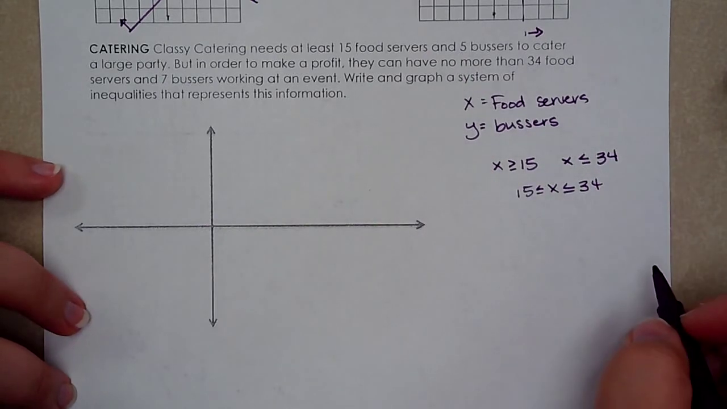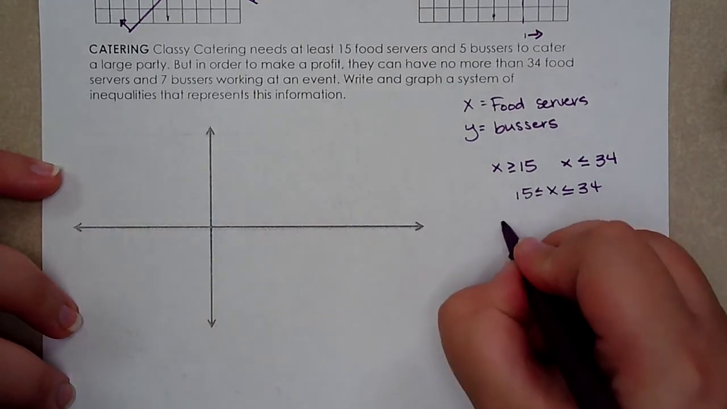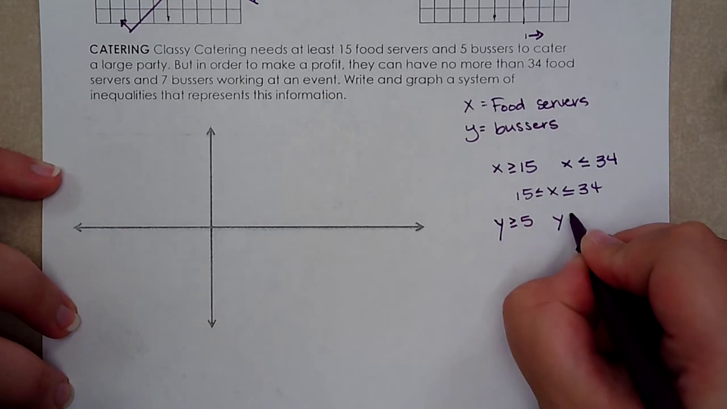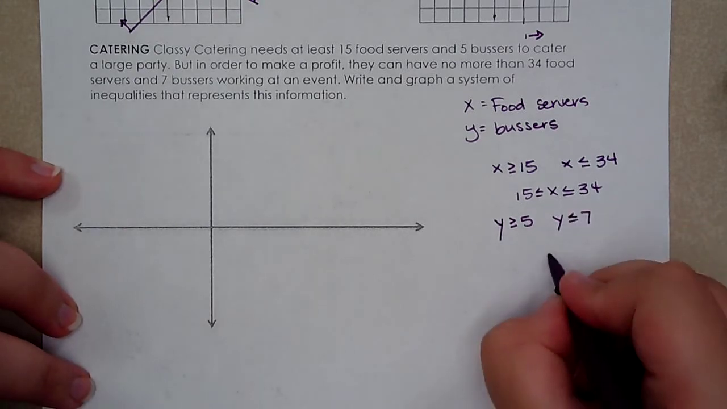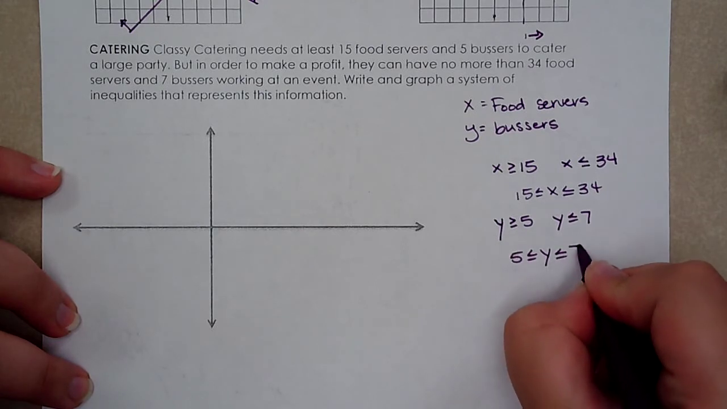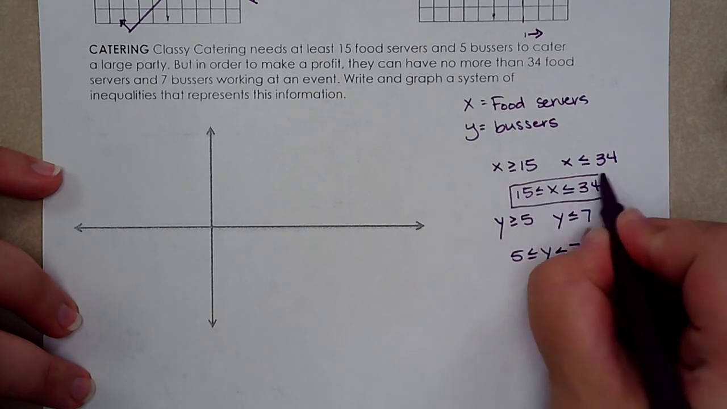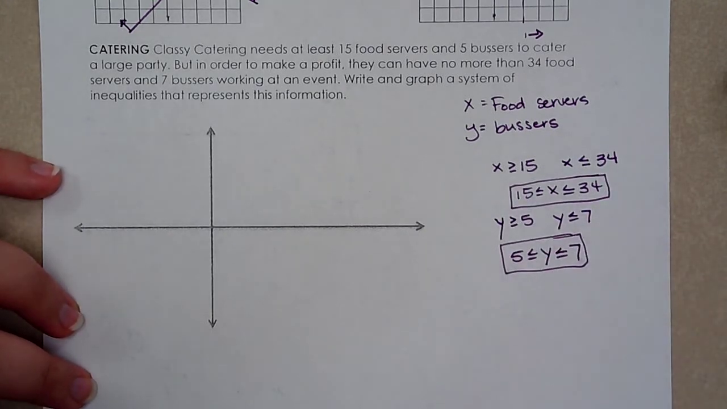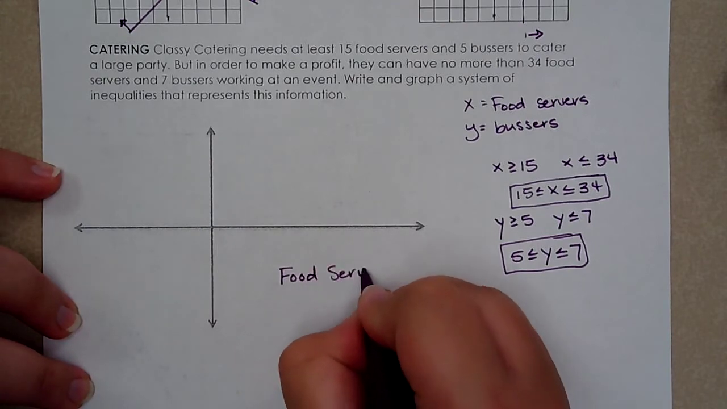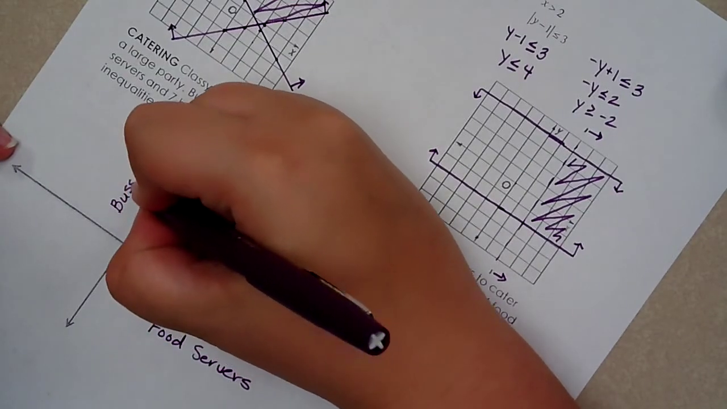It says it needs 5 bussers to cater a large party, but no more than 7. Same thing. Y has to be greater than or equal to 5, and Y has to be less than or equal to 7. When we throw that into one inequality, it looks like this. Now, how do we graph these two inequalities? Well, let's go ahead and put food servers on our X because they're what we assigned X. And then let's put bussers on our Y.